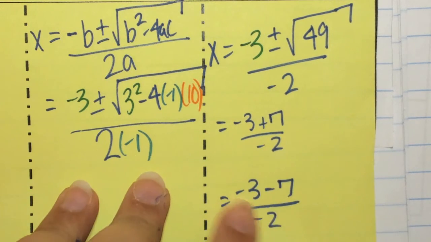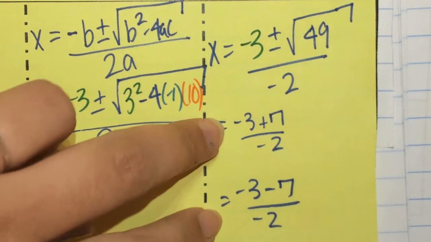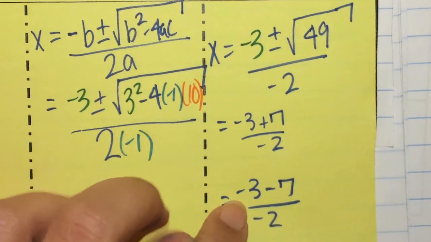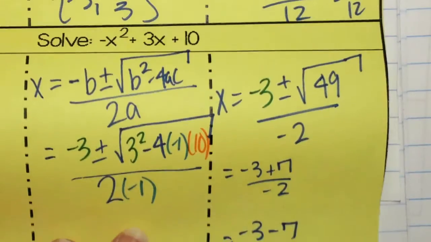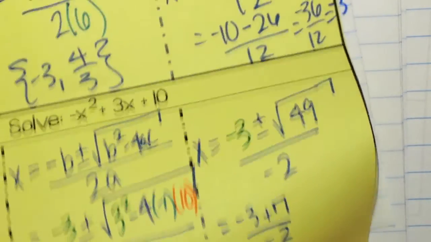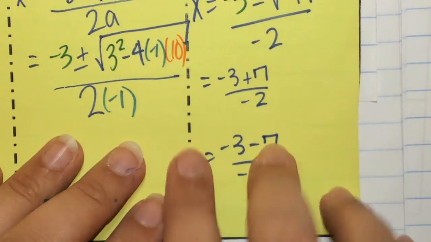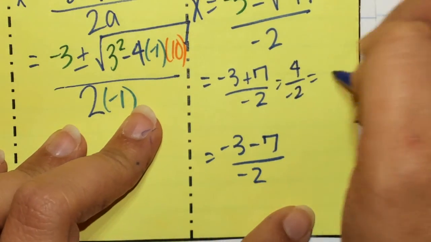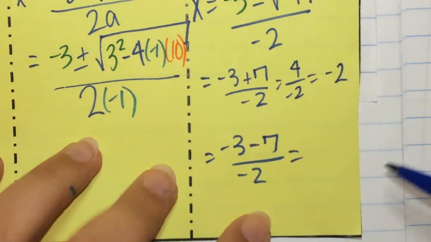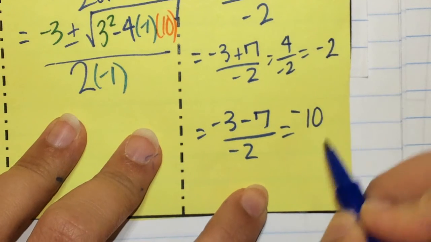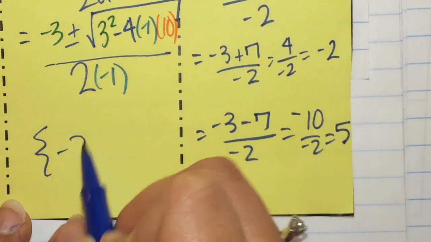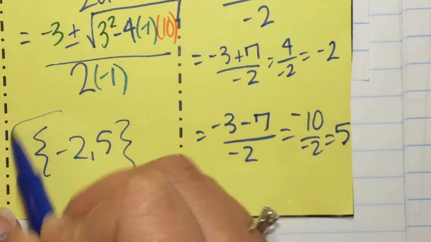Plus 7, minus 7. And the reason I split it up is because I'm going to have two different answers. I'm going to have an answer where I add and an answer where I subtract, just like we did up here. It's just a little bit neater now, right? We don't have much scribble. Okay, -3 plus 7 is 4. 4 divided by -2 is -2. -3 minus 7 is -10. -10 divided by -2 is 5. My solutions are -2 and 5.